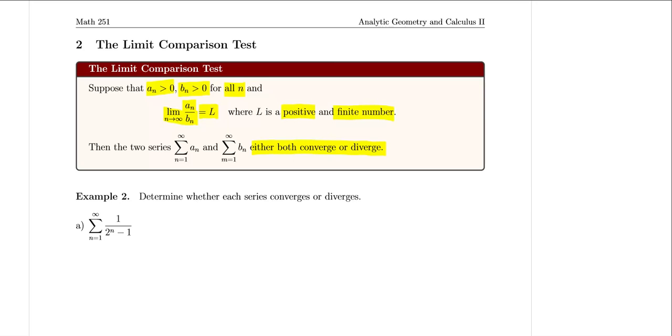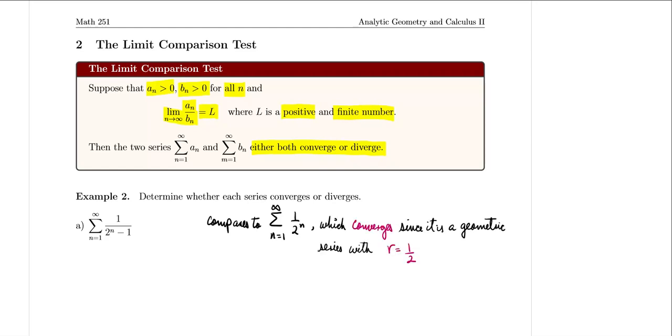Okay, so for our first example, we have the sum as n goes from 1 to infinity of 1 over 2 raised to the n minus 1. Just as with the direct comparison test, let's see if we can come up with a nice series to compare this one to. Well, for this particular example, since I'm dividing by 2 to the n, I'm going to say that this series compares to the series as n goes from 1 to infinity of 1 over 2 to the n. Now we know that this one is a geometric series, so we know that it will converge. And again, we know this because the r value, the common ratio, is 1/2.